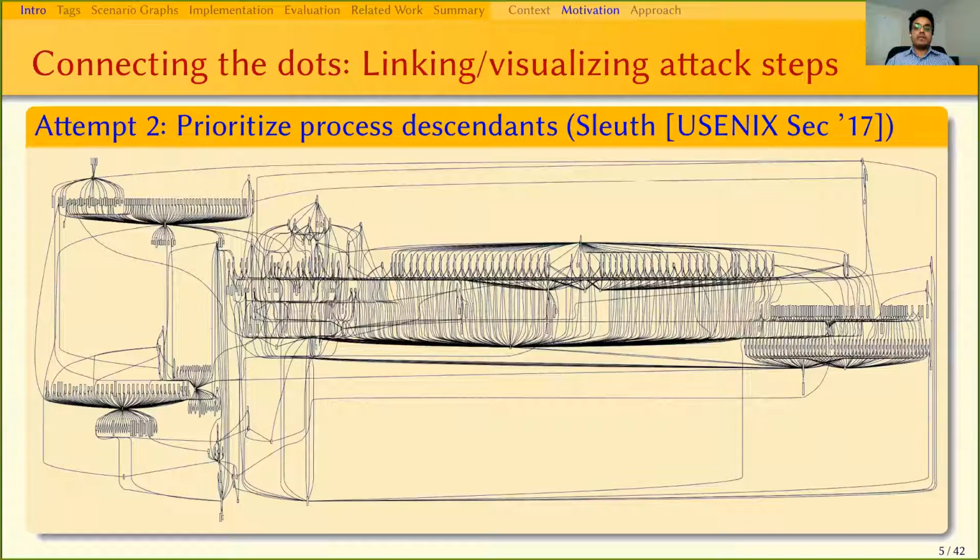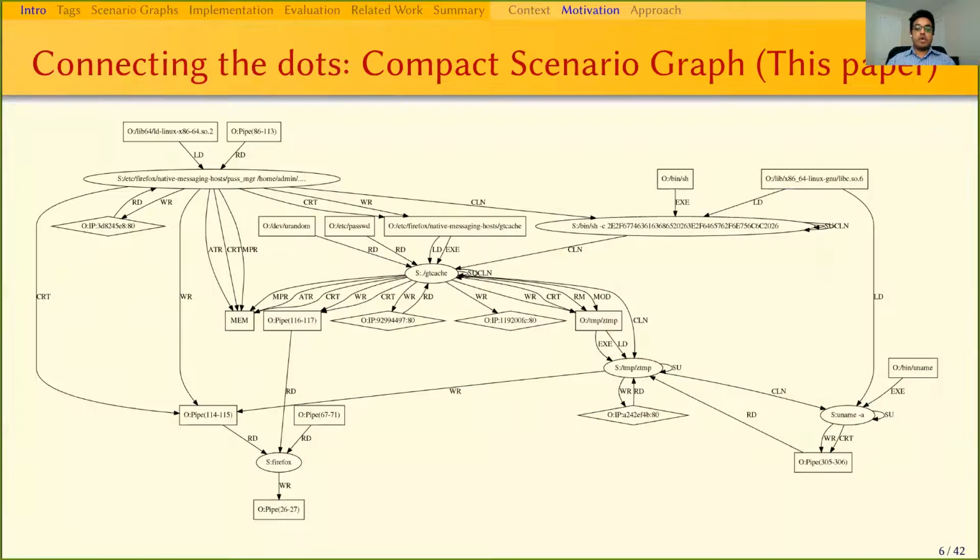By performing a prioritization-based search, which is mentioned in our previous work in the Sleuth paper, we get the following attack graph. Although this graph is readable, it is still large and hard to understand without human intervention. What we want is the following compact attack scenario graph, which can be used to summarize the attack easily.